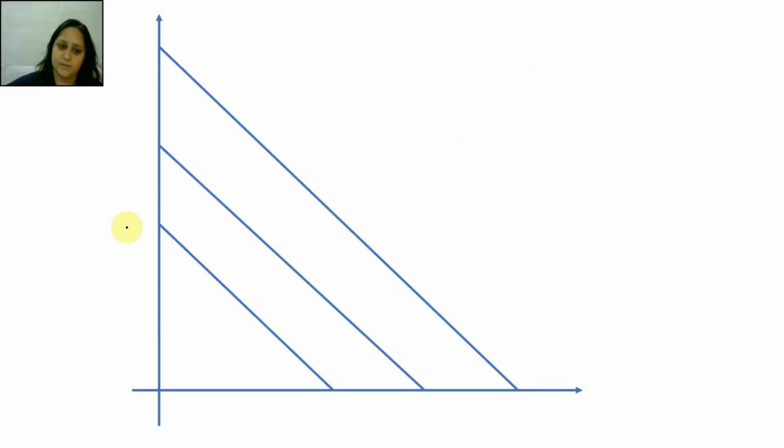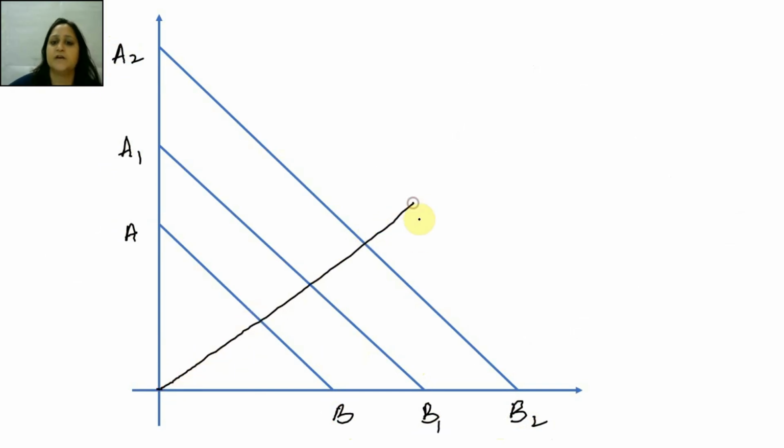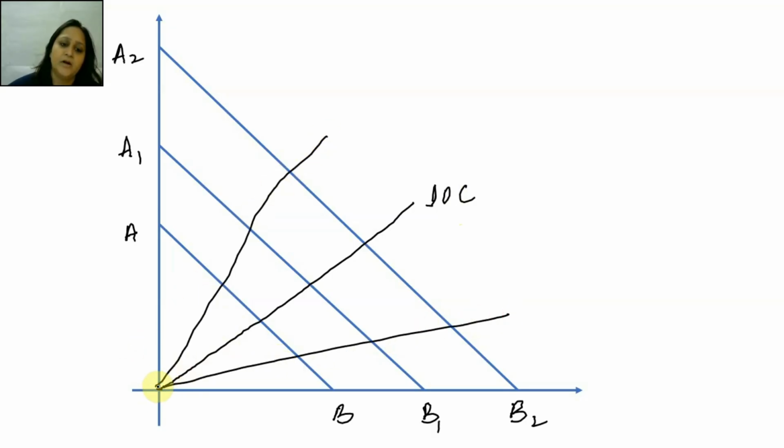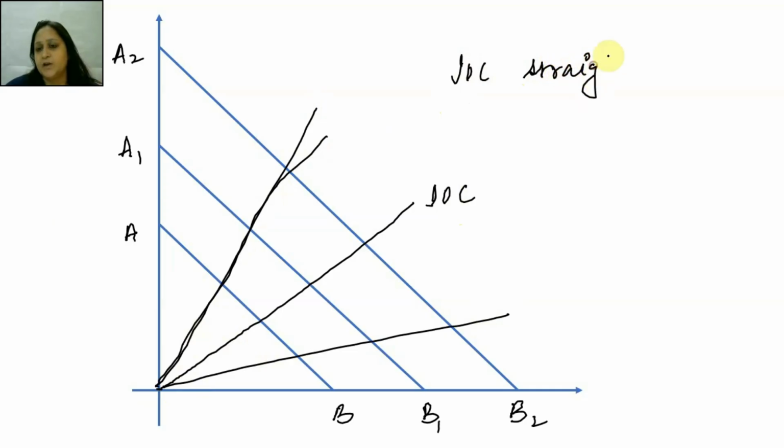But let's take it from the diagrammatic point of view. So initially I'm at AB. मैंने इनकम को let's say 10% से बढ़ाया तो I came to A1, B1. मैंने इनकम को further 10% से बढ़ाया तो I come to A2, B2. Homothetic preferences are those in which my income offer curve is a straight line. That can be here, it can be here, or it can be anywhere. It just has to be a straight line.